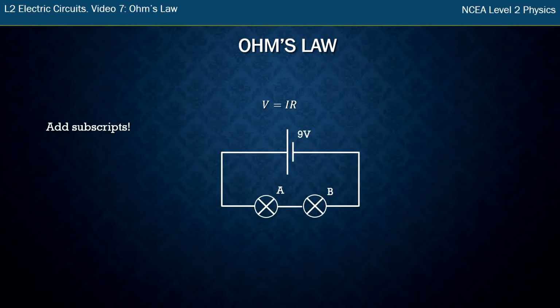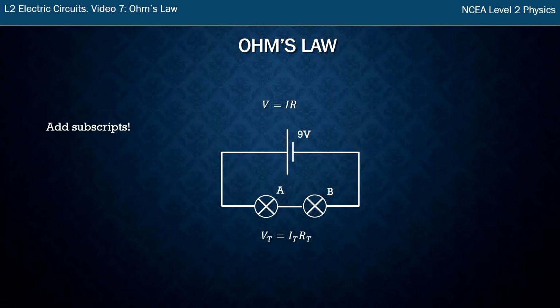So here is an example of a circuit, 9 volt total, and I've got bulb A and bulb B. If I ever wanted to go through and do a calculation using the total voltage, I'd make sure to use Ohm's law, but label my voltage, my current, my resistance, all with a T for total. So I know I'm getting the total voltage, total current, and total resistance.